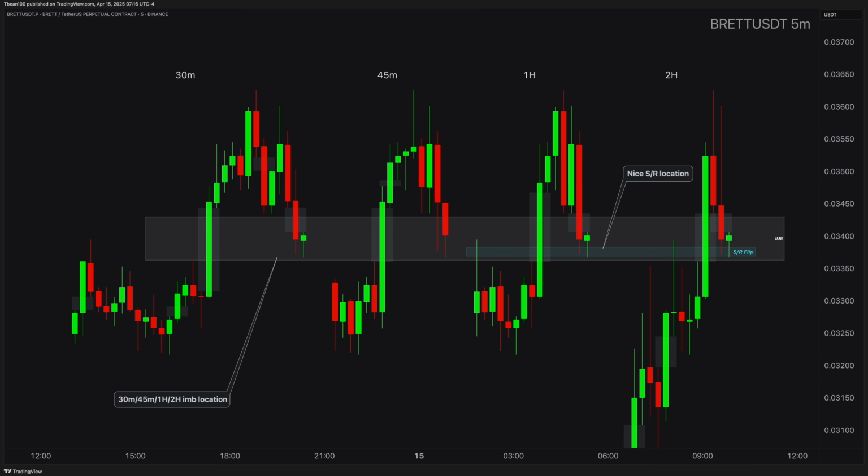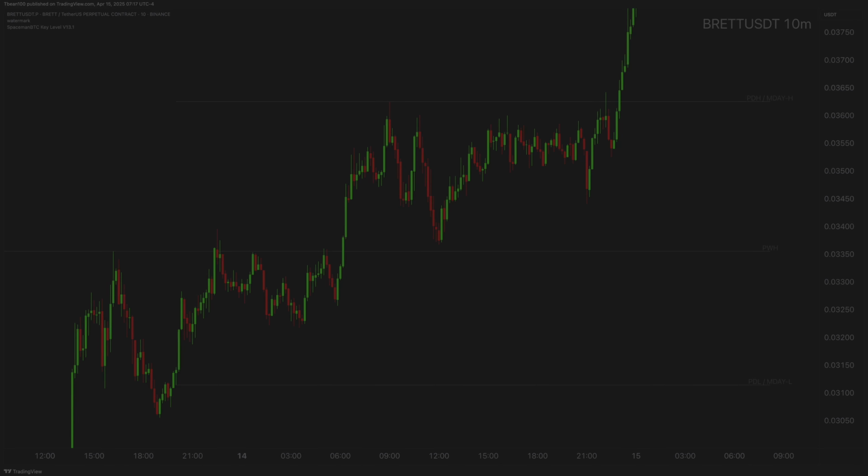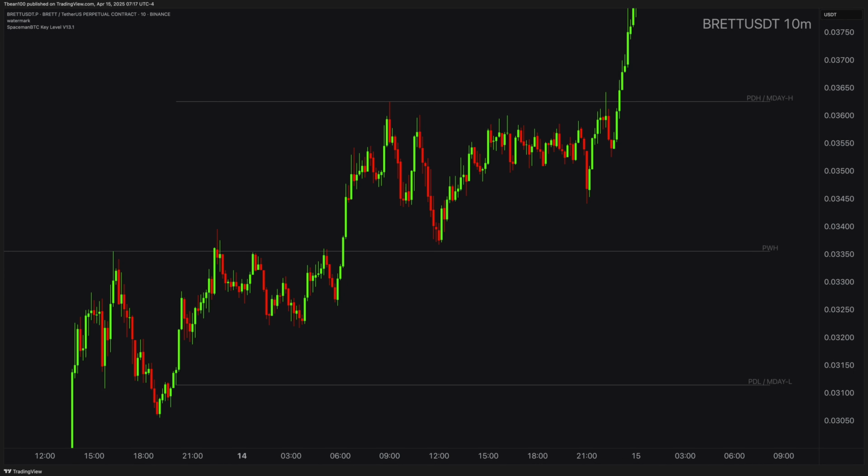Now, let's talk about the entry. In this low time frame chart, everything looks clear as you can see. Here is our entry location, which we used our indicator to find, and also our SR flip in clear detail. Now, for this trade, I was not specially waiting for any kind of entry confirmation.